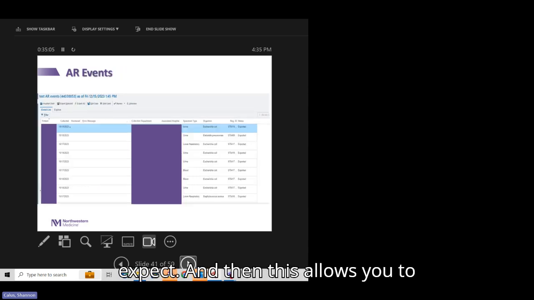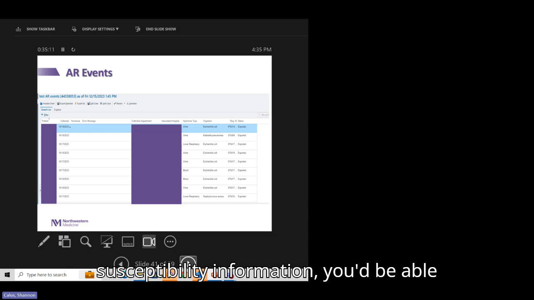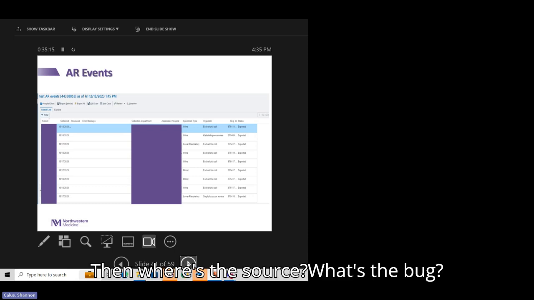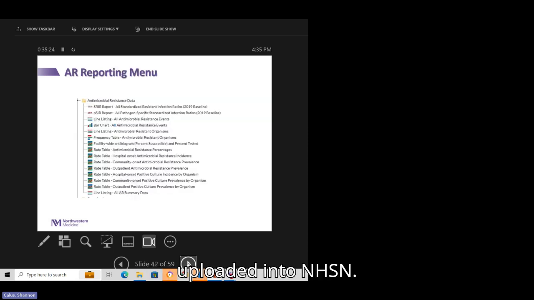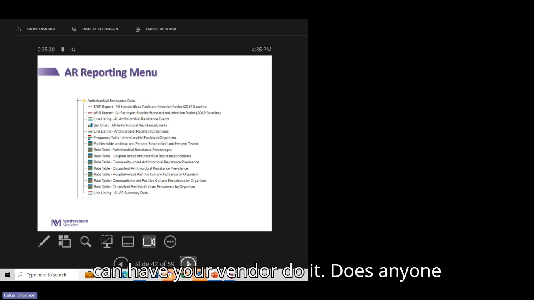And then this allows you to mark those to be included for AR events. Once we have the susceptibility information, you'd be able to confirm that. So again, we would see where's the source, what's the bug, susceptibility information has been collected, and then we're able to export this in that CDA file that gets uploaded into NHSN. There are two ways that you can do that. You can do manual uploads by users, or you can have your vendor do it.